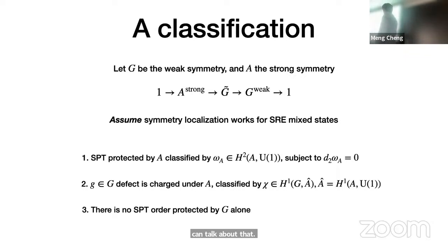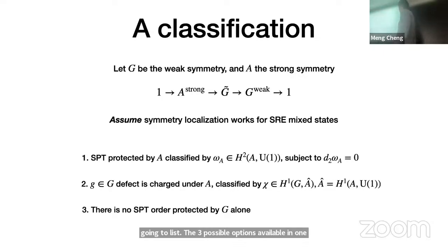Here I'm going to list the three possible options available in 1+1D. You just want to use 1+1D to illustrate what's going on. Higher dimensions are similar, but just more complicated. If you forget about the weak symmetry, there's SPT protected by the strong symmetry. You can imagine they are not going to be affected too much by coupling to the environment as long as the strong symmetry is preserved. It's going to be an element of H2 of A, and then there's an additional condition, but let me talk about that later.